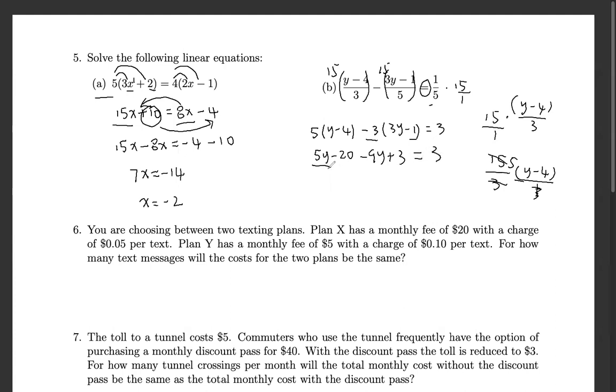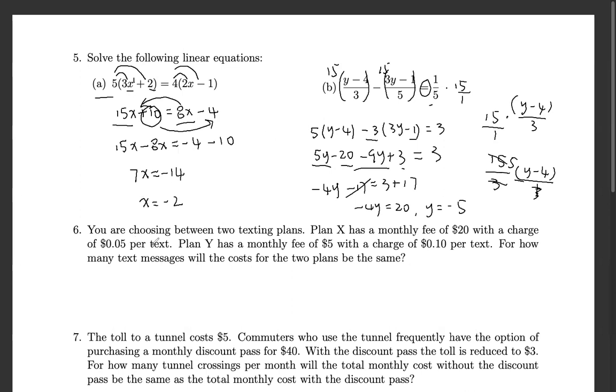So on the left-hand side, I have 5y minus 9y. So I get negative 4y. Then negative 20 plus 3, that's negative 17. That equals 3. Now I want to move negative 17 to the other side, becomes positive. So I get negative 4y equals 20. So y equals negative 5, because 20 divided by negative 4 is negative 5. Okay, also one solution.